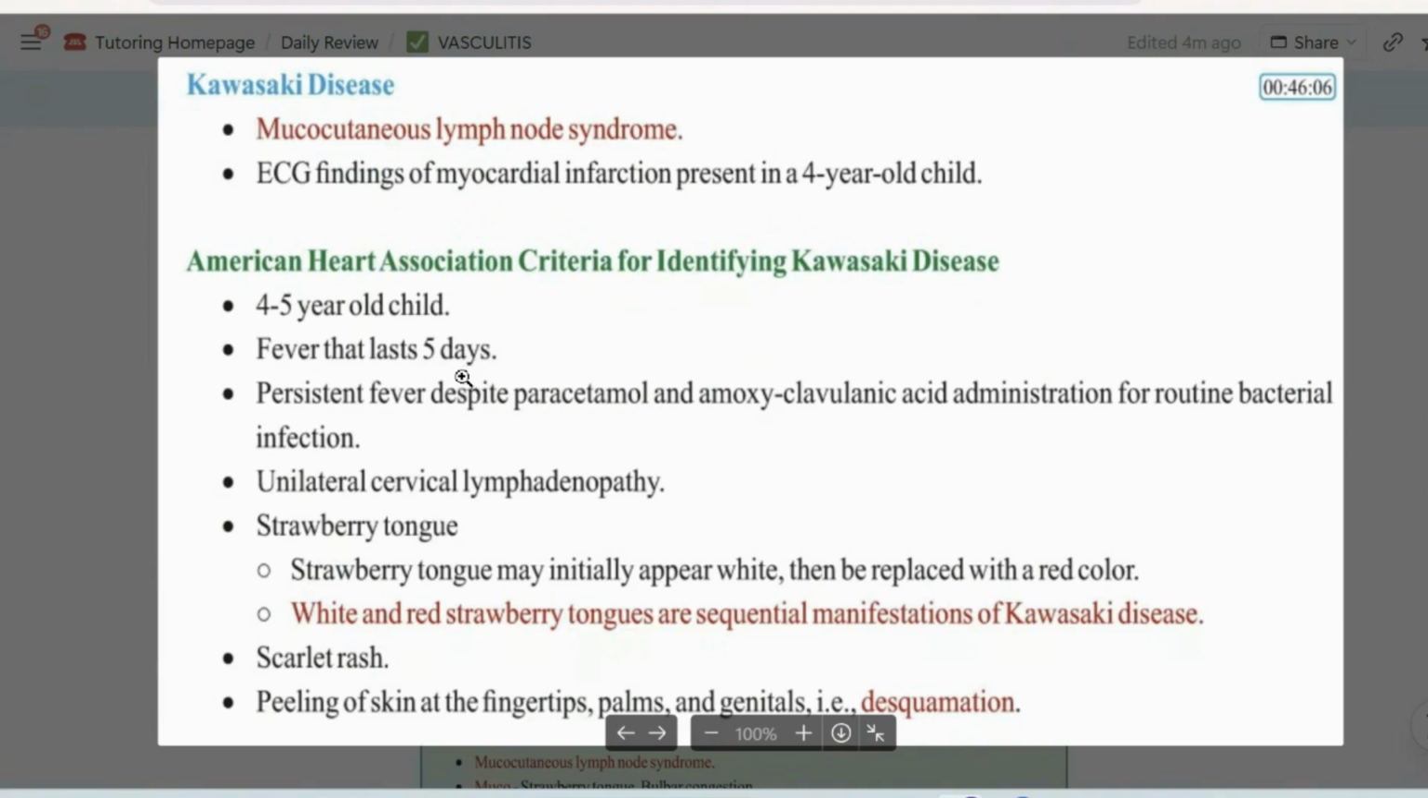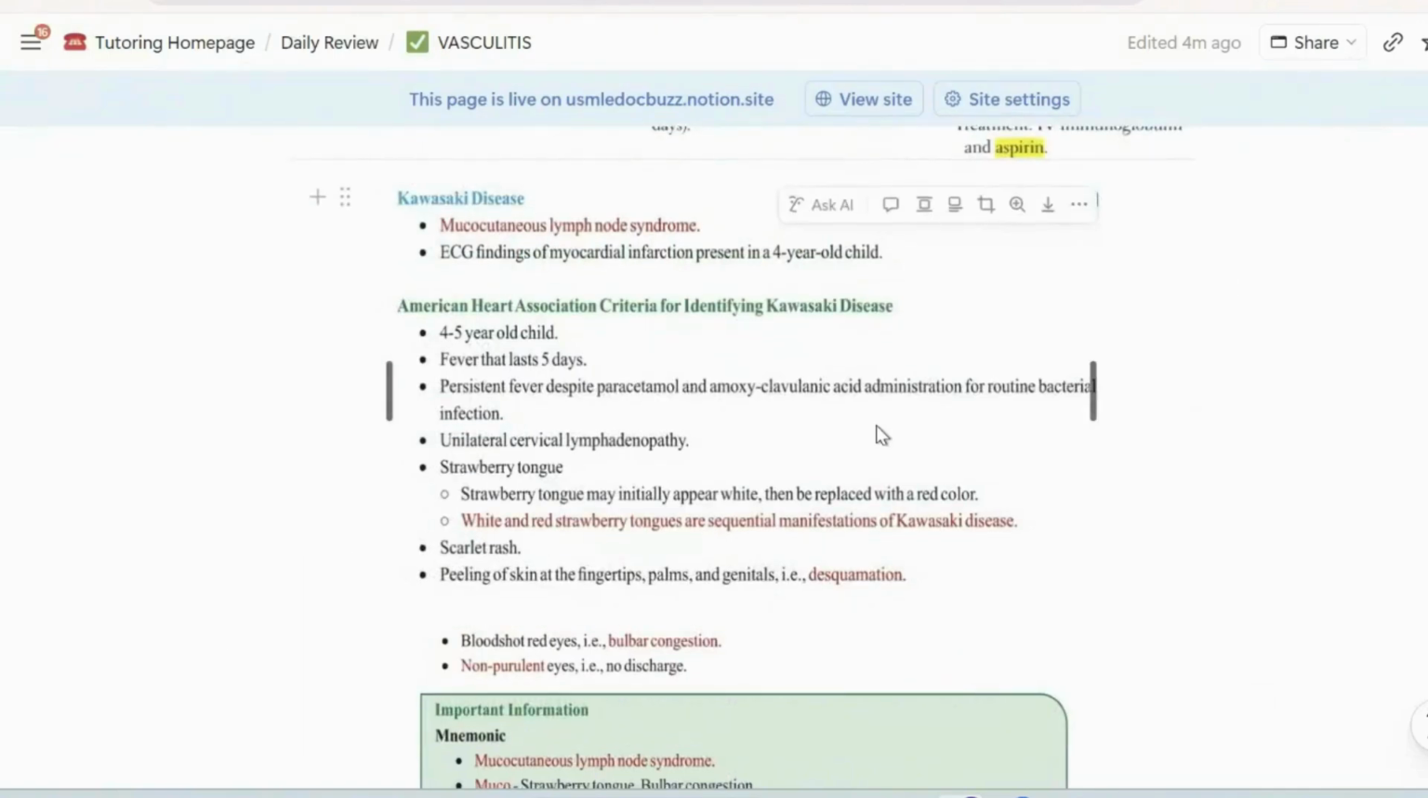Okay, you see, one of the criteria for diagnosis is fever greater than or equal to 5 days. Okay, now you can give all these different paracetamol, or maybe some other antibiotic, right, for a routine bacterial infection, but the fever still persists. Okay, along with these different skin involvement and mucosal involvement symptoms, then you've landed in the diagnosis of Kawasaki disease. Okay.